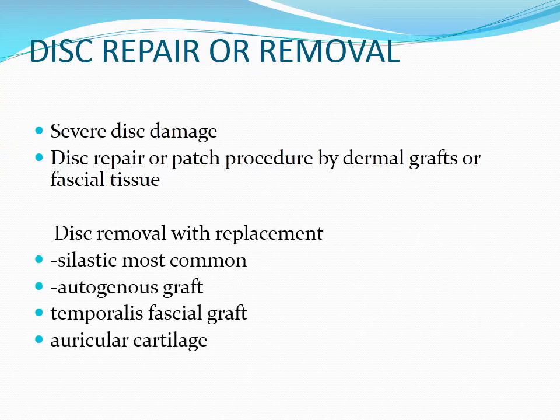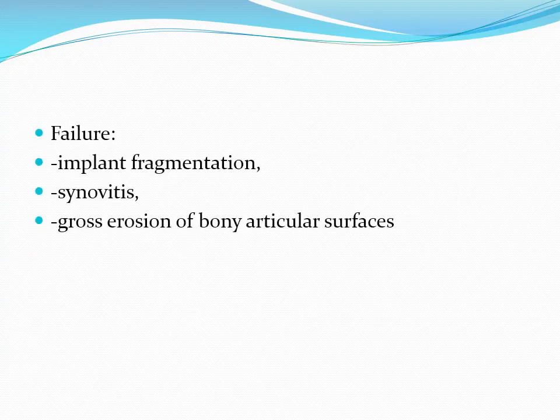Disc removal with replacement. Sometimes you may have to remove the disc and put in a replacement. It could be an autogenous graft from the person. It could be a temporalis fascial graft. It could even be auricular cartilage, that means from the ear region, or it could be a silastic material, that is an artificial material. In failure, we have implant fragmentation, synovitis, and gross erosion phases.